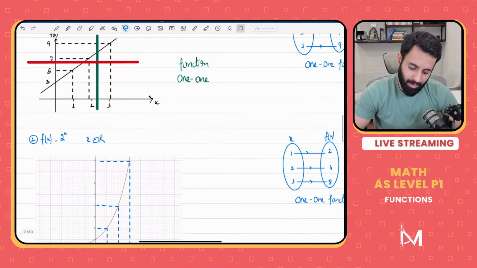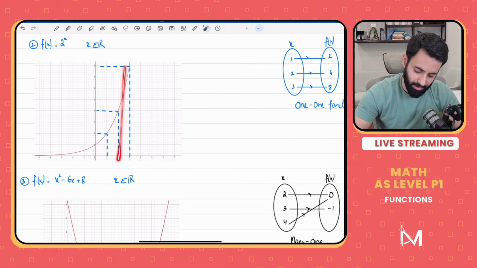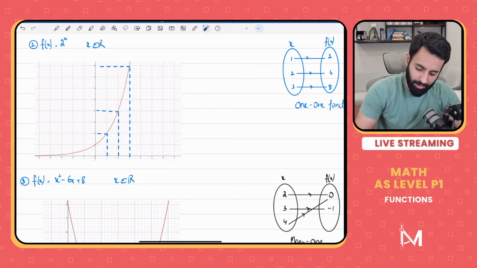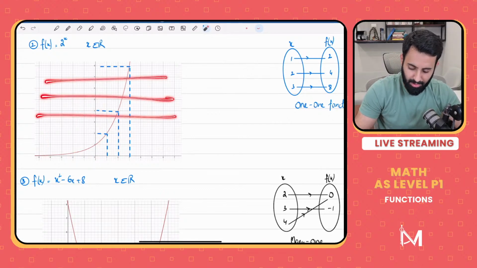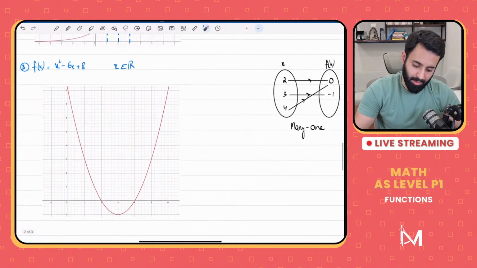Now here also, if you think about it, doesn't matter where I draw the vertical line, it will always cut it once, which is why it's a function. And also, it doesn't matter where I draw a horizontal line, it will always cut it once, which means not only is it a function, but it is a one-to-one function. Now, what about here?